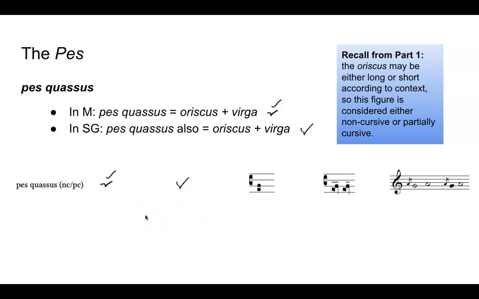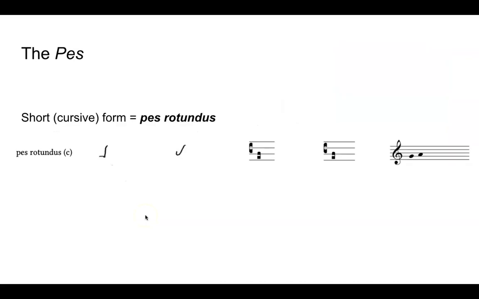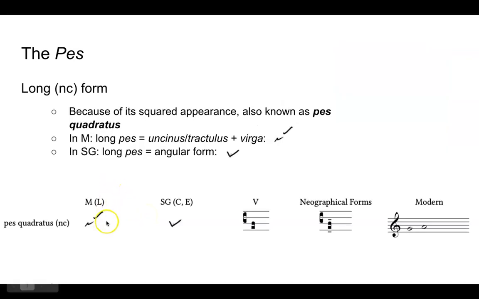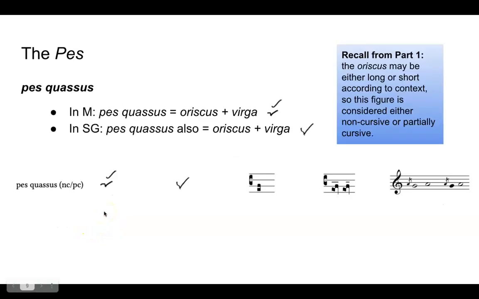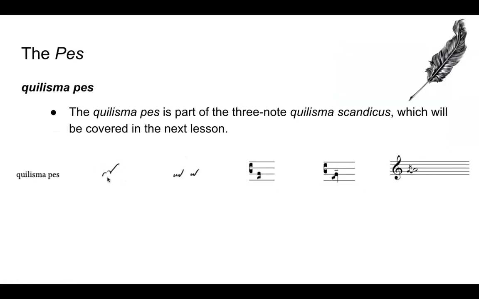I'd just like to point out here that if we go back 2 slides, we have the Pes Quadratus, which was unsinus plus virga, and the Pes Rotundus, which is eriscus plus virga. So try to differentiate those in your mind. Next is the Qualismopez. We looked at the Qualisma in part 1, and we will continue to look at the Qualisma in part 3 as the Qualisma Scandicus.